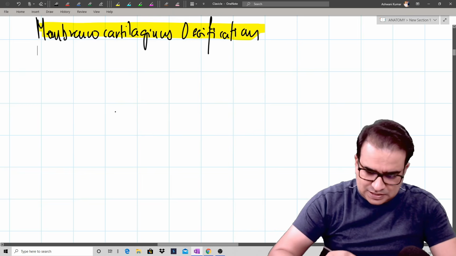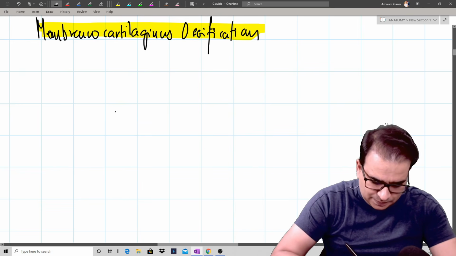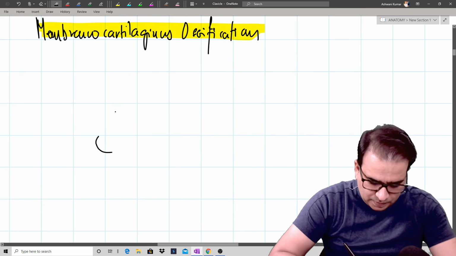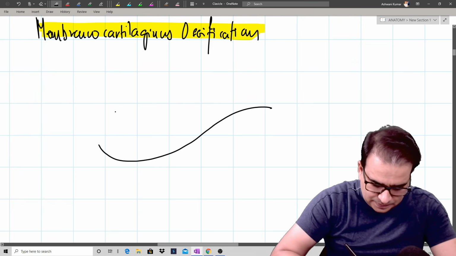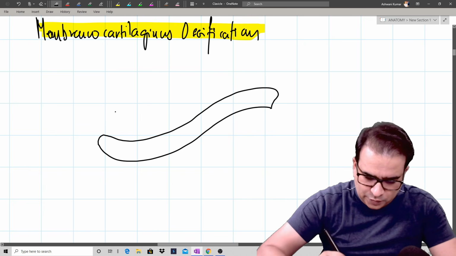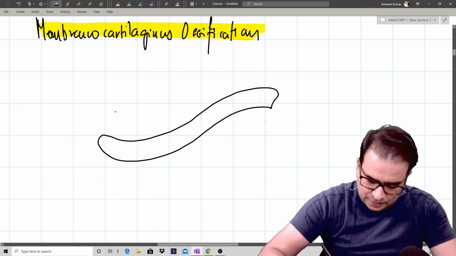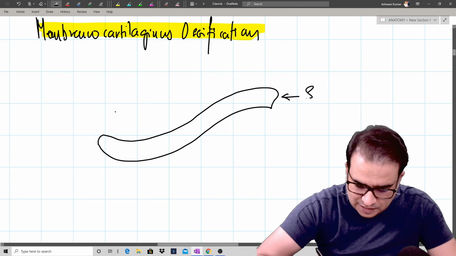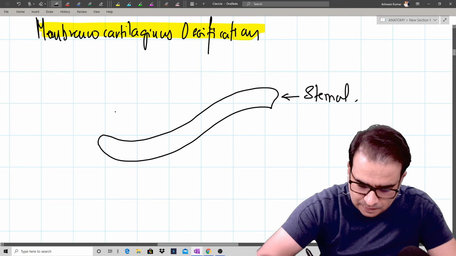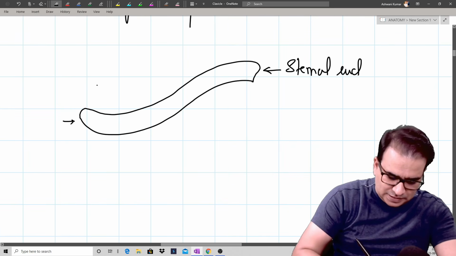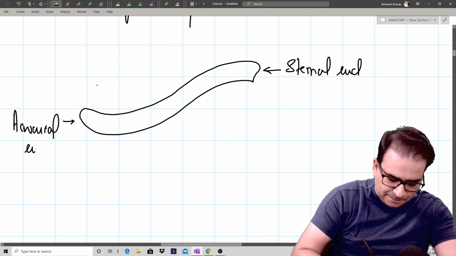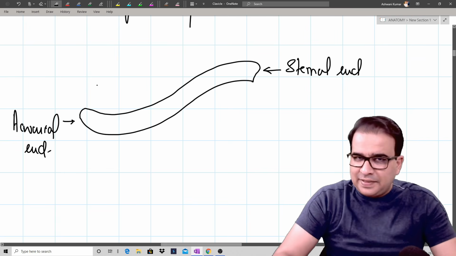If I just draw this schematic picture for you, let us presume this is the clavicle here, and here are the two ends. Let's say this is the sternal end of the clavicle, forming the sternoclavicular joint, and this here is the acromial end, the lateral end. So sternal end and the acromial end.